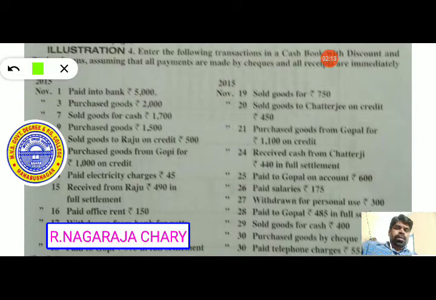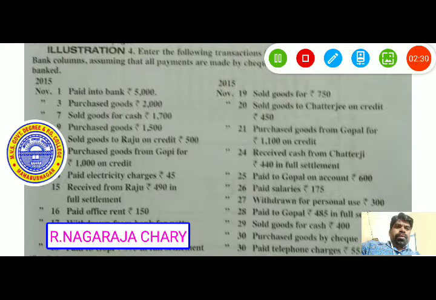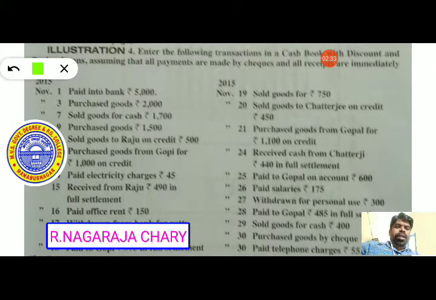First we will see one problem. Here we have: enter the following transactions in a cash book with discount and bank columns, assuming that all payments are made by cheques and all receipts are immediately banked. So, here it indicates the problem. Here we have a bank column and a discount column. These are the two columns we will see in this problem. So, let us see the transactions one by one.